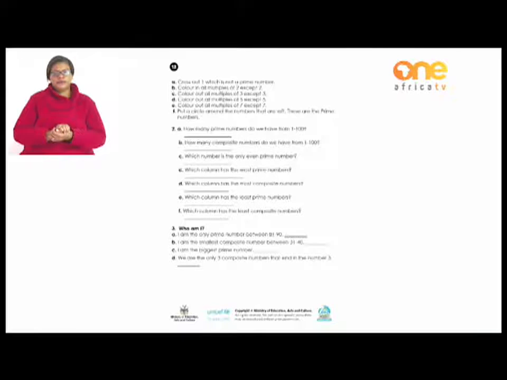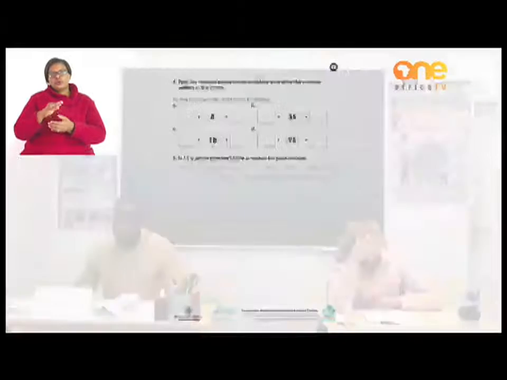And then D is asking for 3 numbers. It says, we are the only 3 composite numbers that end with the number 3. In other words, find those 3 composite numbers that has their unit as 3. In other words, it ends with the number 3. Okay? All right, now let's go to the next page, which is page 13.